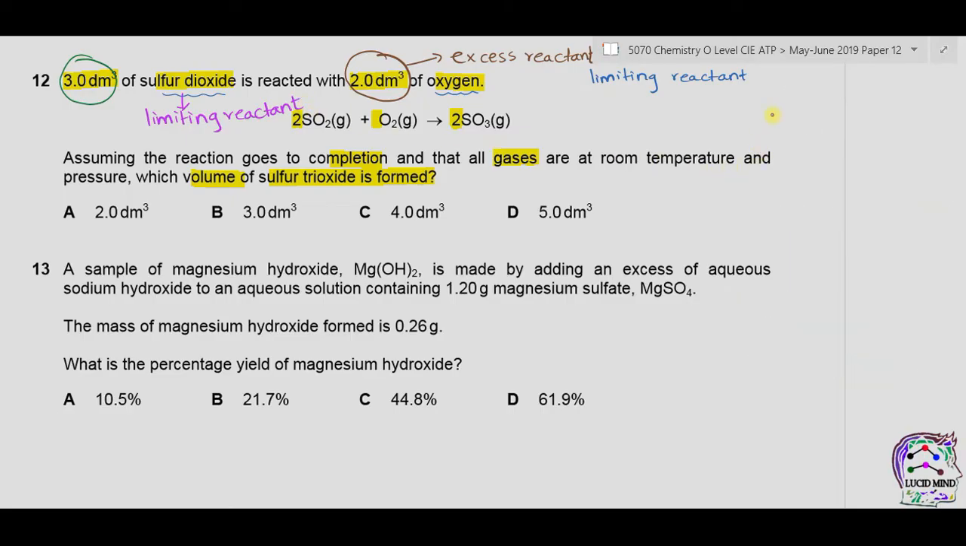Now let's find out the volume of product formed from sulfur dioxide. So from balanced equation we can see that 2 moles of sulfur dioxide forms 2 moles of sulfur trioxide. So therefore 3 decimeter cube of sulfur dioxide will form X volume of sulfur trioxide. By cross multiplying we can see that the answer is 3 decimeter cube. So therefore the volume of sulfur trioxide formed from 3 decimeter cube of sulfur dioxide is 3 decimeter cube.